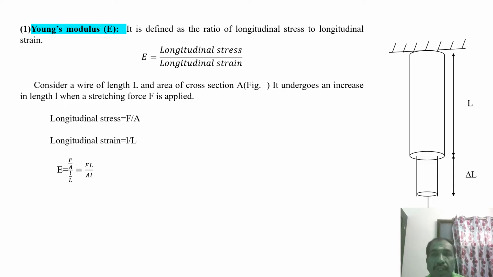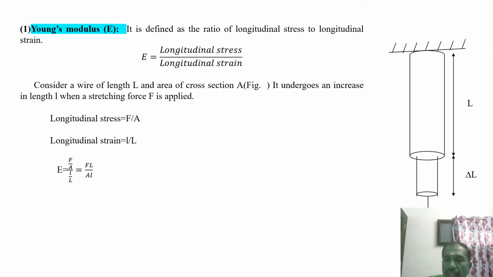Next we talk about Young's modulus. If a force is applied on the system, there will be a change in dimension in a one-dimensional way. In that case, we define Young's modulus as the ratio of longitudinal stress to longitudinal strain. Consider this diagram of a wire of length L and cross-sectional area A. It undergoes an increase in length when the force is applied, so delta L is the elongation of the wire.